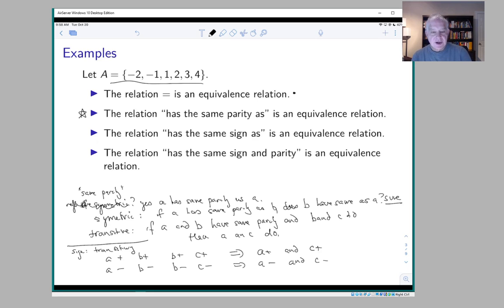And I think those are the only ways that A and B can have the same sign, is if they're either both positive or both negative. So if you combine the relations by taking both of them, you still get an equivalence relation because you can check the two properties separately. So this is a kind of trivial example, but it at least gives you something to try out.